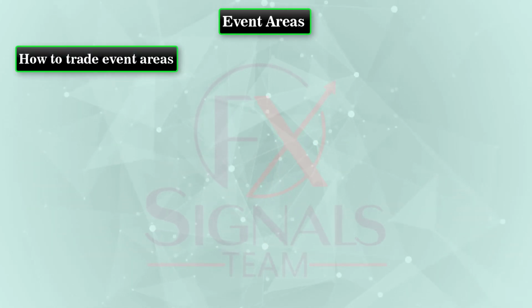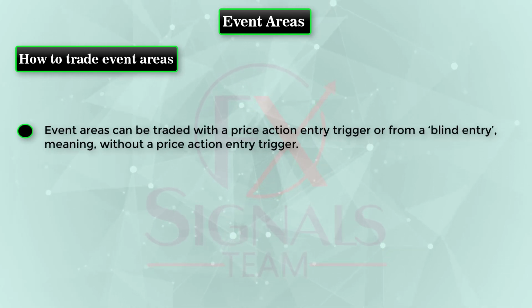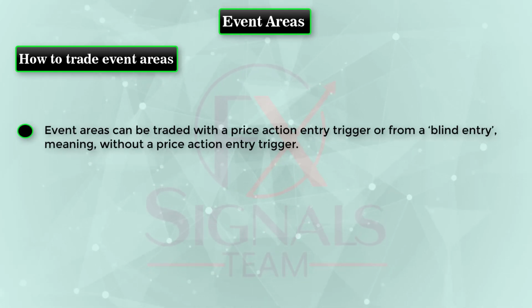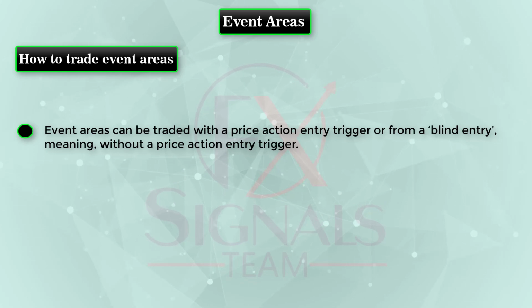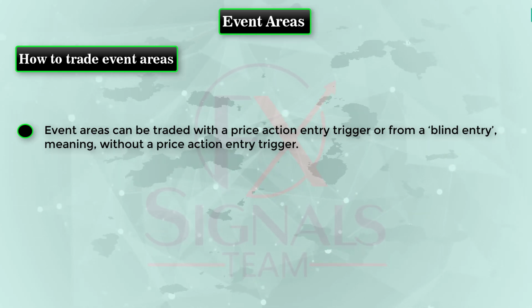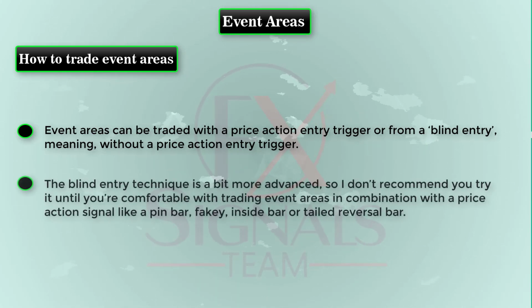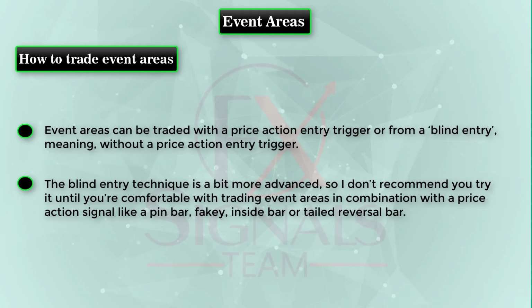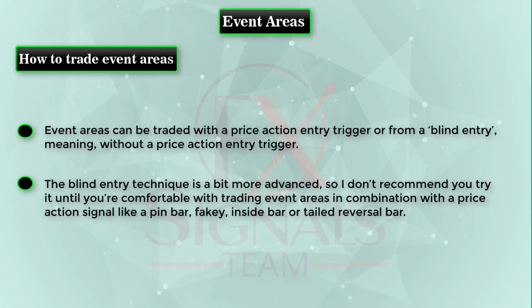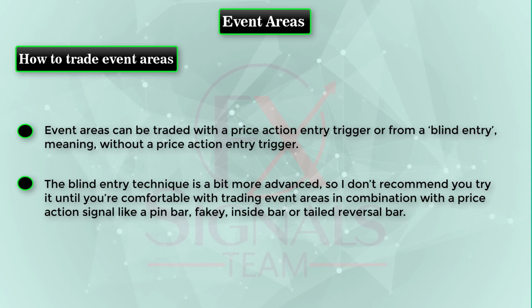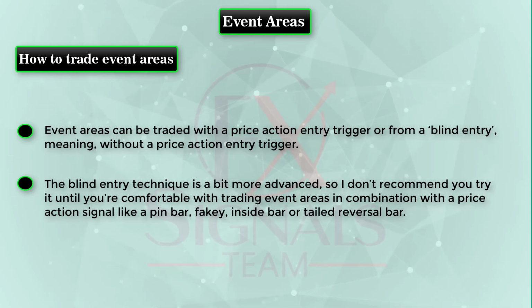How to trade event areas. Event areas can be traded with a price action entry trigger or from a blind entry, meaning without a price action entry trigger. The blind entry technique is a bit more advanced, so I don't recommend you try it until you are comfortable with trading event areas in combination with a price action signal like a pin bar, fakie, inside bar or tailed reversal bar.